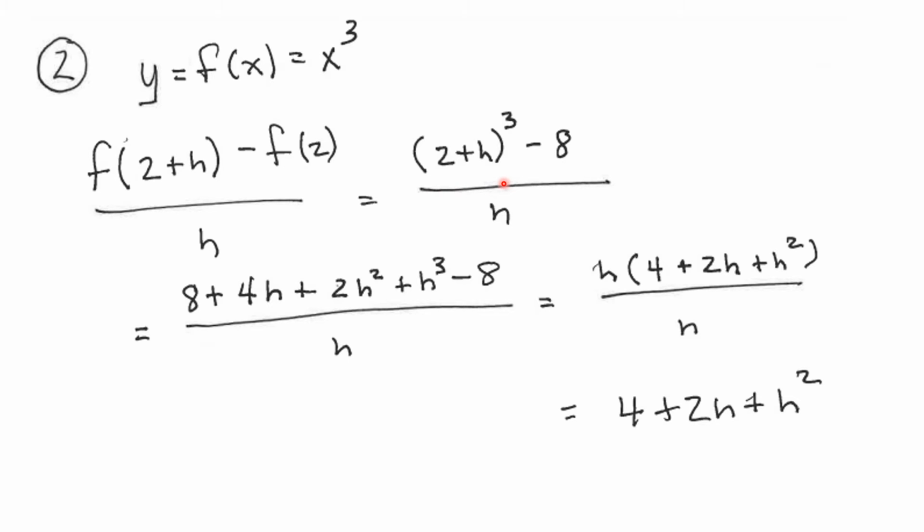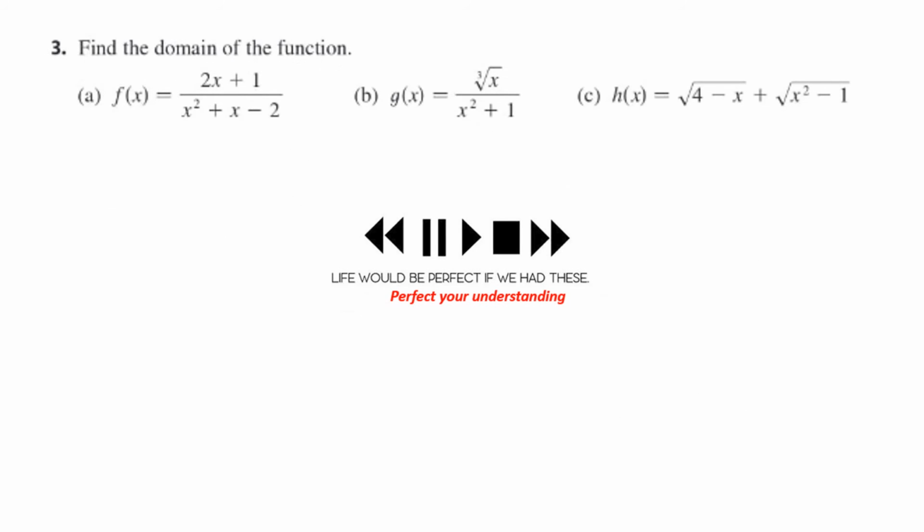There's a number of ways we could do that, or you could use the binomial theorem. But this is going to be 8 plus 4h plus 2h squared plus h cubed minus 8. Now notice that the 8 and minus 8 will cancel out, and each of these remaining terms has an h in it, which I can factor out getting this, but then the h in the numerator can cancel with the h in the denominator, and I get as an answer 4 plus 2h plus h squared.